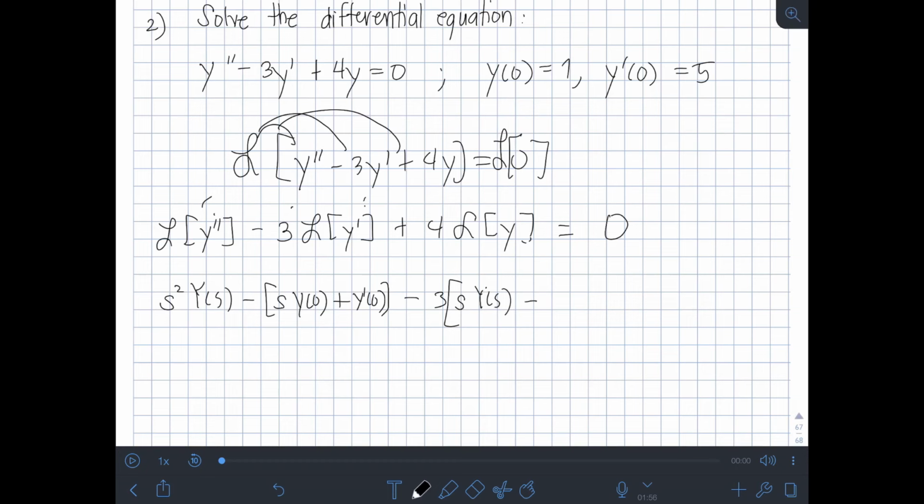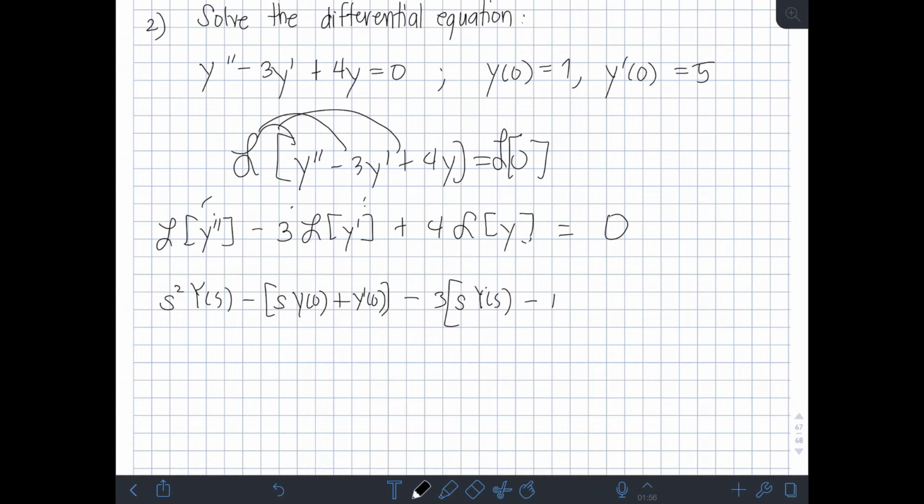Minus, so, bawasan ulit natin yung s ng isang exponent. So, s raised to 1 minus 1, s raised to 0, or kahit wala na. Kasi 1 na yon. Parang 1 times y evaluated at 0 lang. So, parang y of 0. Okay? And then, plus 4, Laplace transform ng y is simply y of s equal 0.